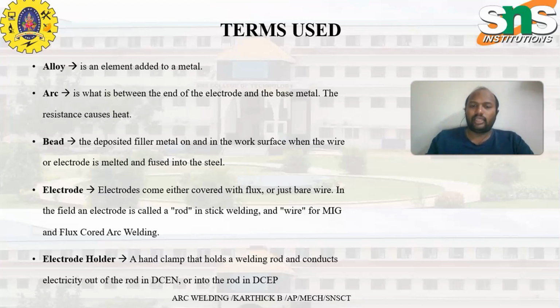The next one is the electrode holder. The electrode holder is the one which holds the electrode. It carries the electricity from the transformer towards the electrode. Here it is set as DCEN and DCEP, meaning this electrode holder, in the form of a wire, is plugged to the DC transformer. Sometimes the electrode is given negative polarity, sometimes positive polarity. So it is DCEN and DCEP.